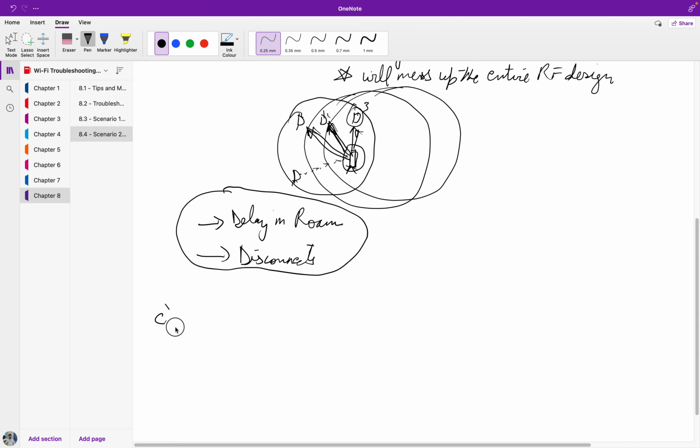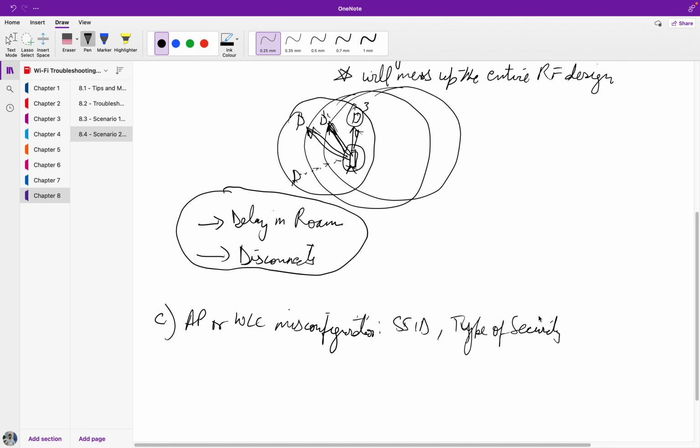The next point that can be a problem if there's a roaming issue is simple: an AP or WLC misconfiguration. Especially when there are multiple WLCs involved, when the client moves from one WLC's AP to the other WLC's AP, it's possible that the configuration is not the same on both WLCs. When the client moves from one AP to the other AP on different WLCs, the SSID name should be the same, right? Otherwise it won't roam. The type of security should be the same. The security credentials should be the same. Again, very important.